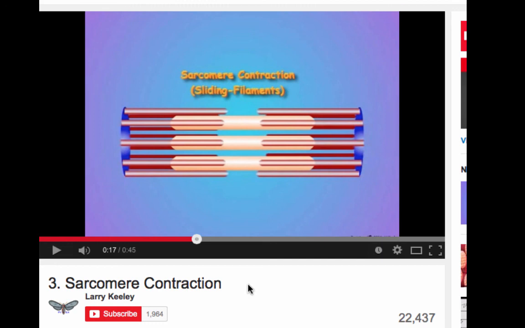Now remember that the sarcomere is just one contractile unit within a muscle fiber, and the myofilament is made up of one sarcomere after another, and they're going to be all shortening together at the same time.